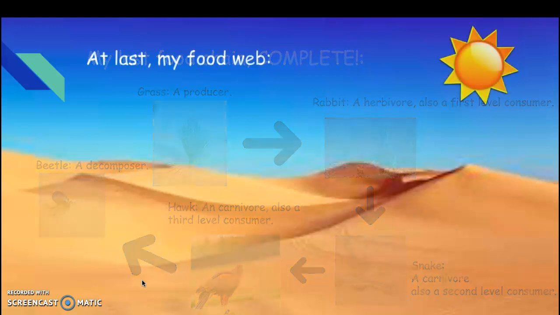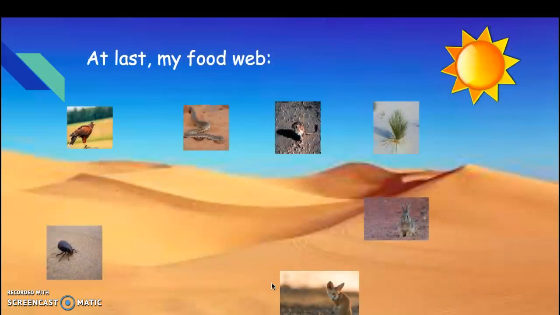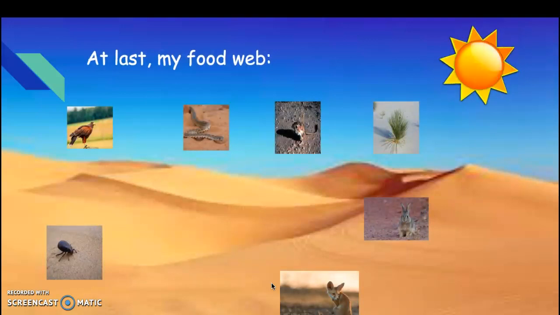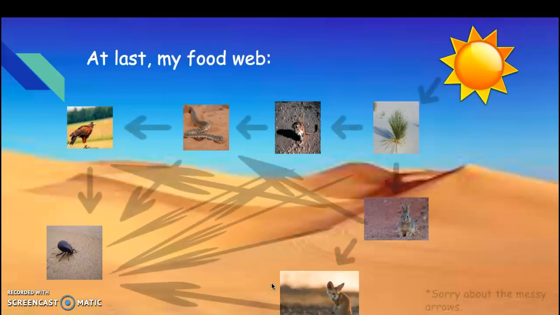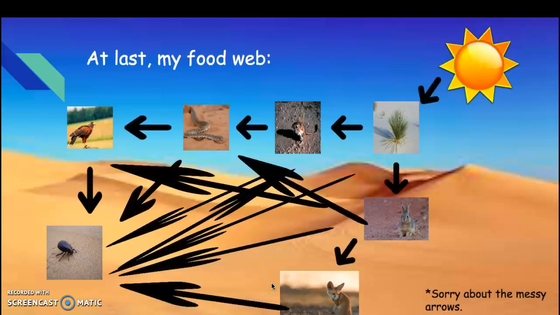And now let's see my entire food web. Here are my animals. Of course, the sun is here to provide the sunlight for the photosynthesis, for the producer. And let me just explain these arrows. Due to the fact that this is a decomposer, everything is eaten by this if it's dead.